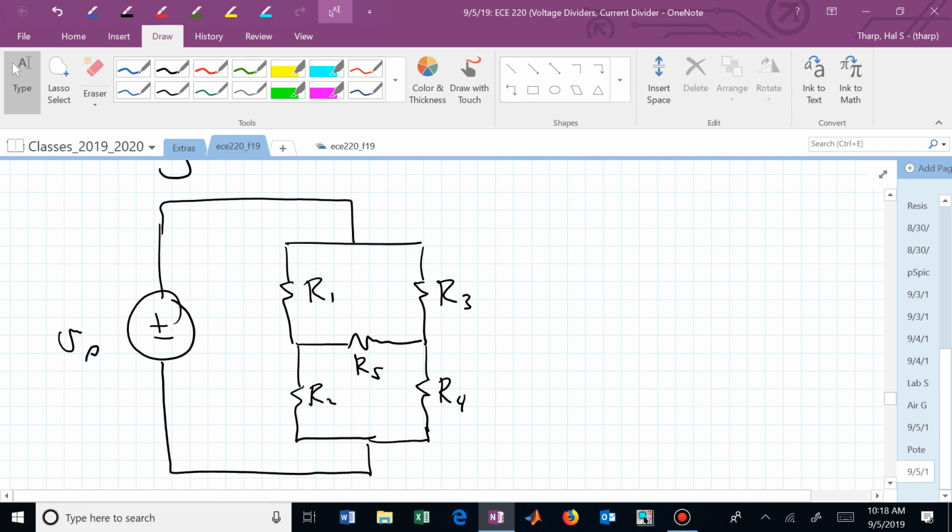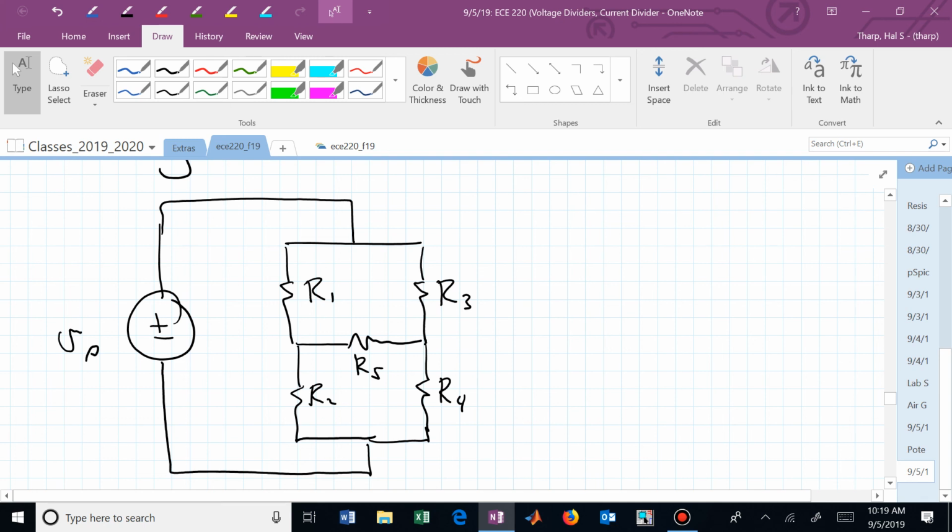Are R1 and R3 in parallel? What do we think? Are R1 and R3 in parallel? Do they share two nodes that they are both across? Unfortunately, that bridge is in between them, isn't it? R5 is separating them, so there's three nodes connecting R1, R3, and R5. What about the bottom? It looks the same. It's just upside down, isn't it?